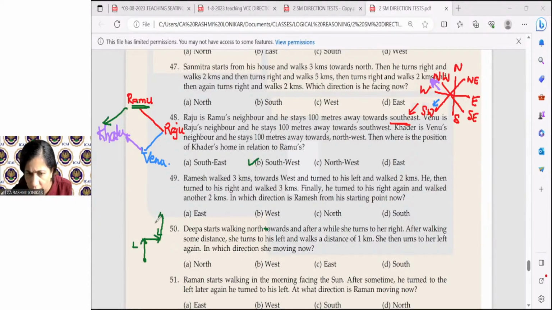Then she turns to her left. So this is her left. She will walk again. In which direction is she moving? She is moving in the eastward direction. Okay, so east should be the answer. 50th question. B, West. Oh, sorry, not east. Sorry, she's moving in this direction, not east. This is the west direction. Sorry about that. You are moving towards your left, so you are moving towards the west. When you are facing north, your east will always be to your right hand side.